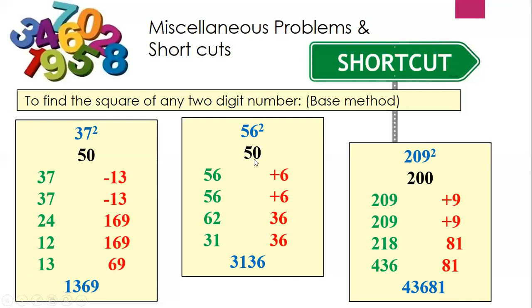So here, since the base was 50, from 100 how do I get 50? Divided by 2. So I divided here by 2. Here, from 100 how will I get 200? I need to multiply by 2. So I need to multiply this 218 by 2, which is 436. So 43681 will be my answer.